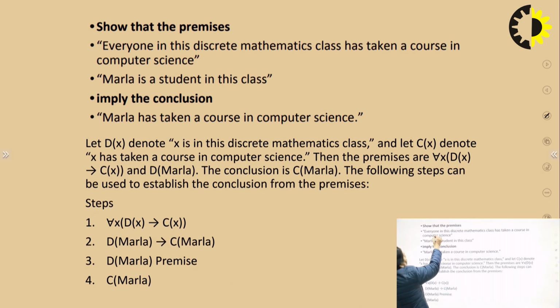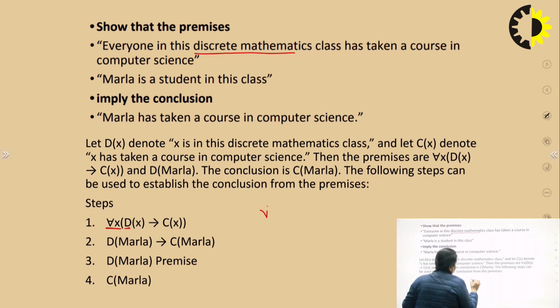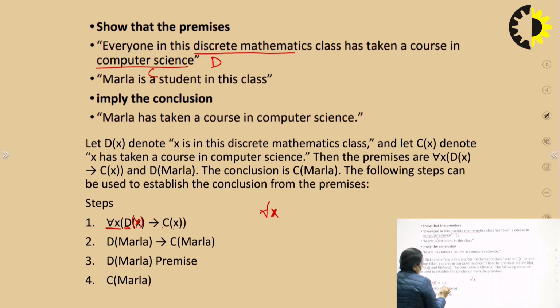See, everyone, so we have written for all. Next, D(x), where D stands for discrete mathematics. For everyone, that means x. x is a student in the class, so we have taken x as a student in the class, and x is a student enrolled in discrete mathematics. So we have taken discrete mathematics D. Every student of the class enrolled in discrete mathematics has taken a course in computer science. So for computer science, I am taking C here. So every student x belongs to computer science.